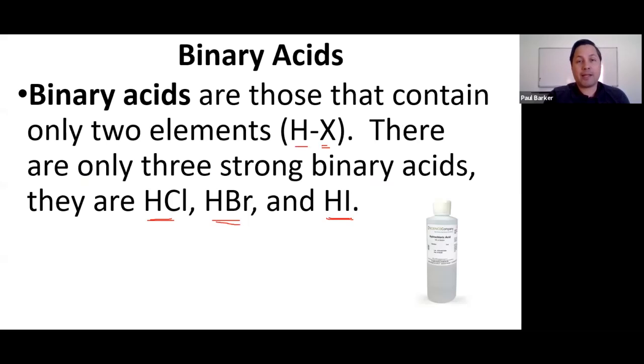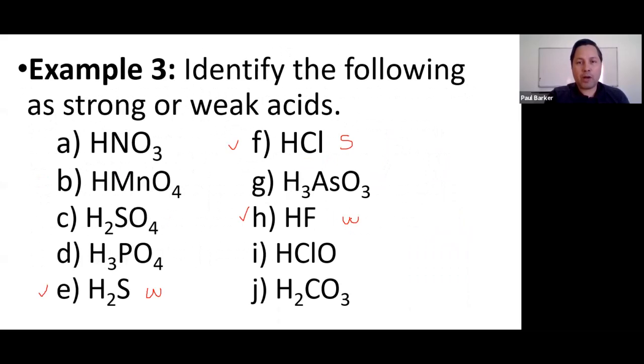Every other binary acid is weak. So let's go back to the problem. See, there's the Cl. So that's why it's strong. HF weak, H2S weak. But H2S is a binary acid. There's only two elements, hydrogen and sulfur.